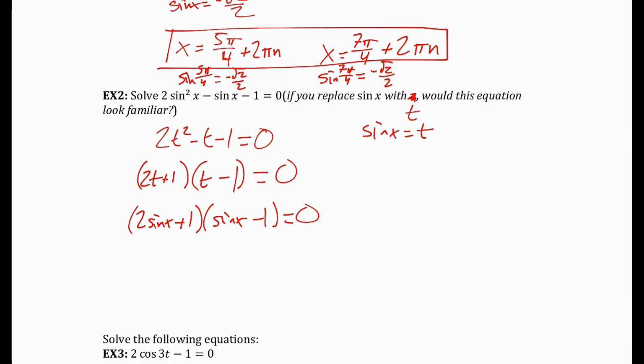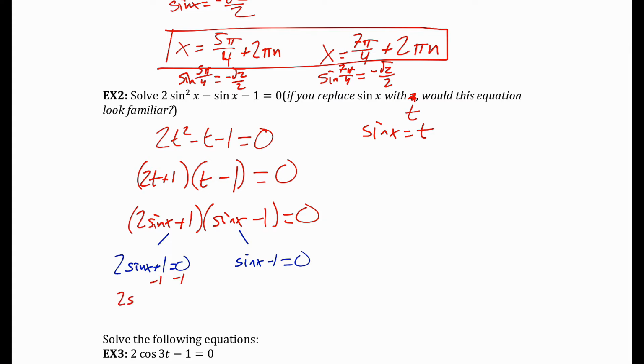Now, thinking about what we know about multiplication and what we end up knowing about factoring, each of these two groups could be equal to 0. The zero product property says if we have one thing times another equals 0, then either the first thing, so in this case sine of x plus 1 equals 0, or the second thing, sine of x minus 1 equals 0.